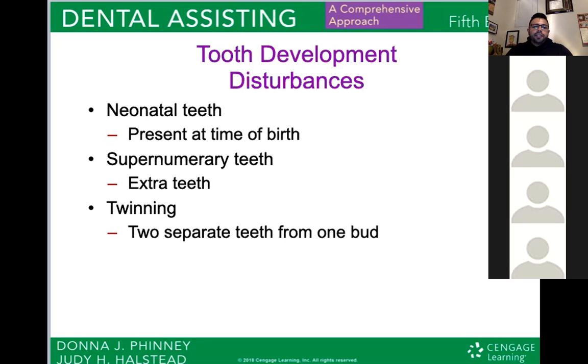Twinning is a condition in which the germination process has been successful and 2 separate teeth are made from the same tooth bud. So they appear as a clone of the original tooth, both in shape and in size. All right, are we okay with this slide? Yeah.